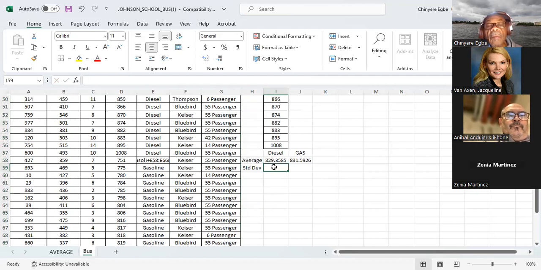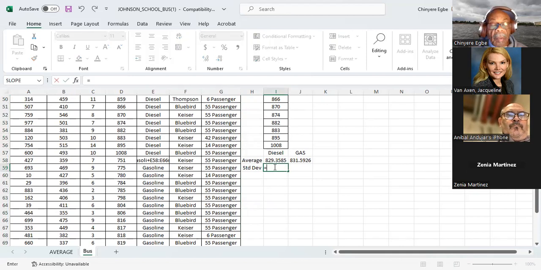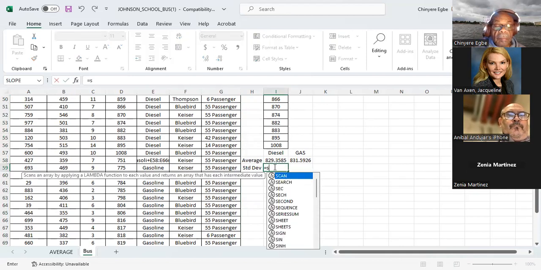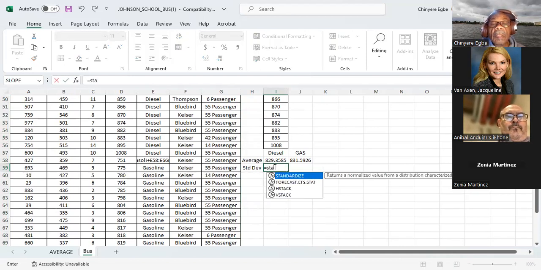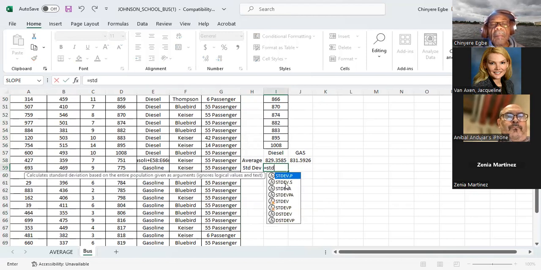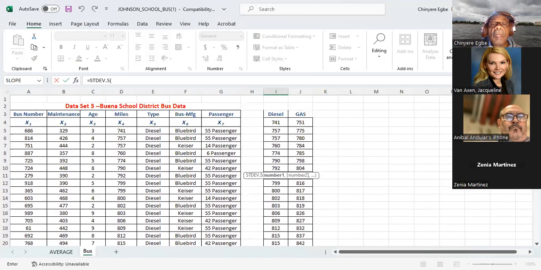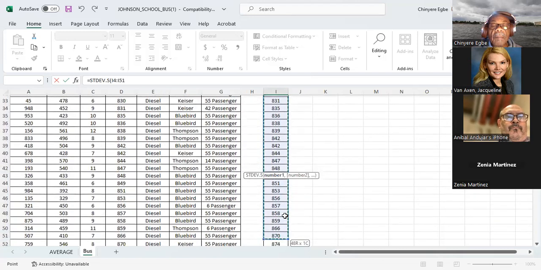And the deviation will be equals standard deviation, STD, S, and you choose your locations. You can memorize the locations and simply assign them.